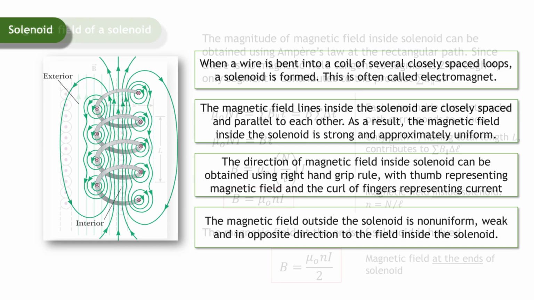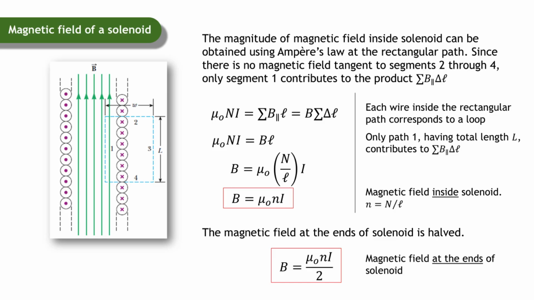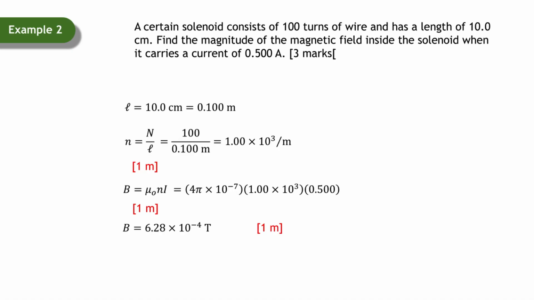through the loops. To calculate the magnitude of the magnetic field inside a solenoid, we apply Ampere's law to a rectangular path. Because only the interior segment of this path contributes to the calculation, we derive the formula B equals mu n I, where n represents the number of turns per unit length, n equals N over L. It is important to note a key variation. The magnetic field strength at the very ends of the solenoid is exactly halved, following the formula B equals mu n I over 2. Let's apply these concepts in example 2.